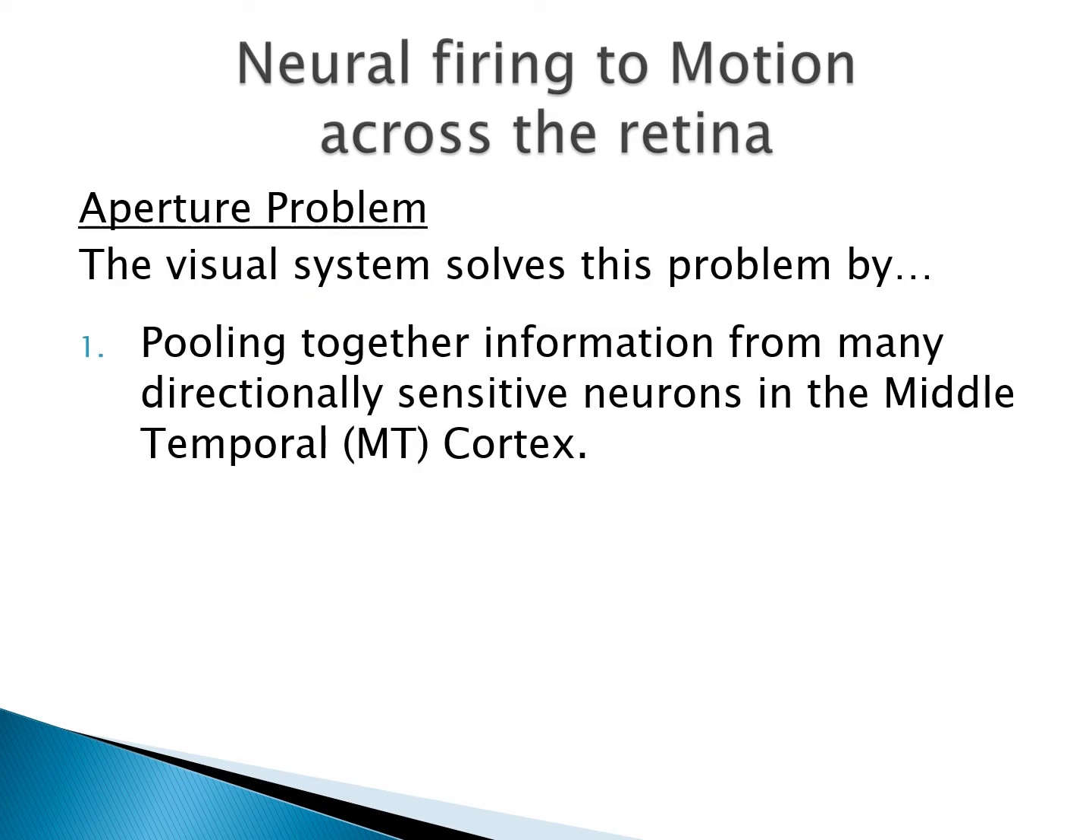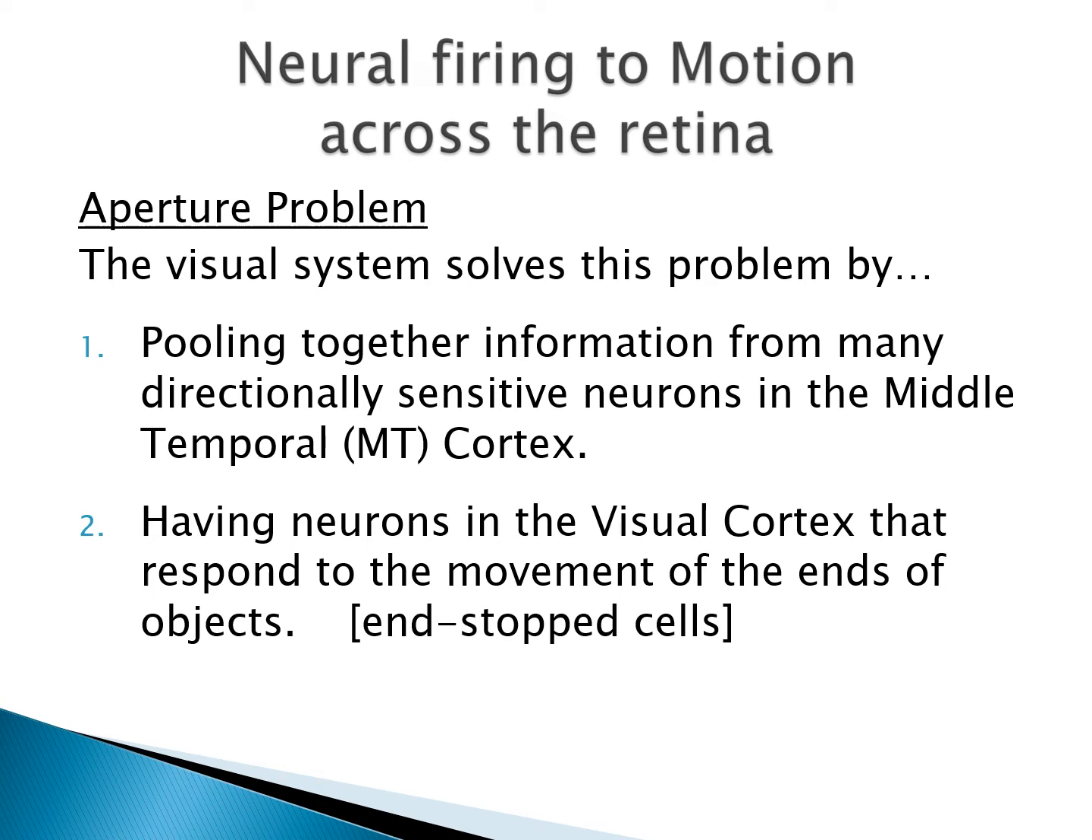To solve the aperture problem, the visual system does this in a number of ways. First, remember those complex cells, those directionally sensitive neurons that we saw in the visual cortex? Their information is going to get pooled together in the middle temporal cortex. The middle temporal cortex, or MT, I mentioned in the very first PowerPoint on motion, is one of those areas that responds to the direction of movement as well as the speed of that movement.